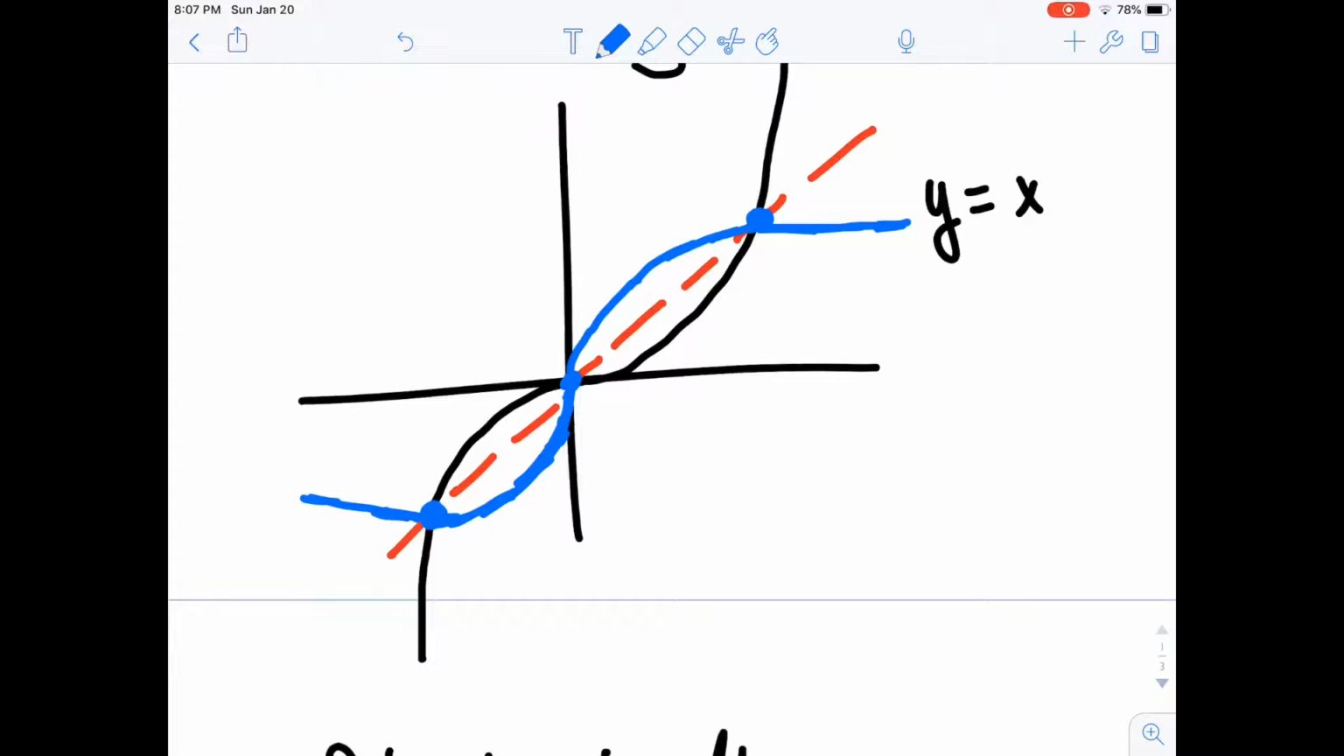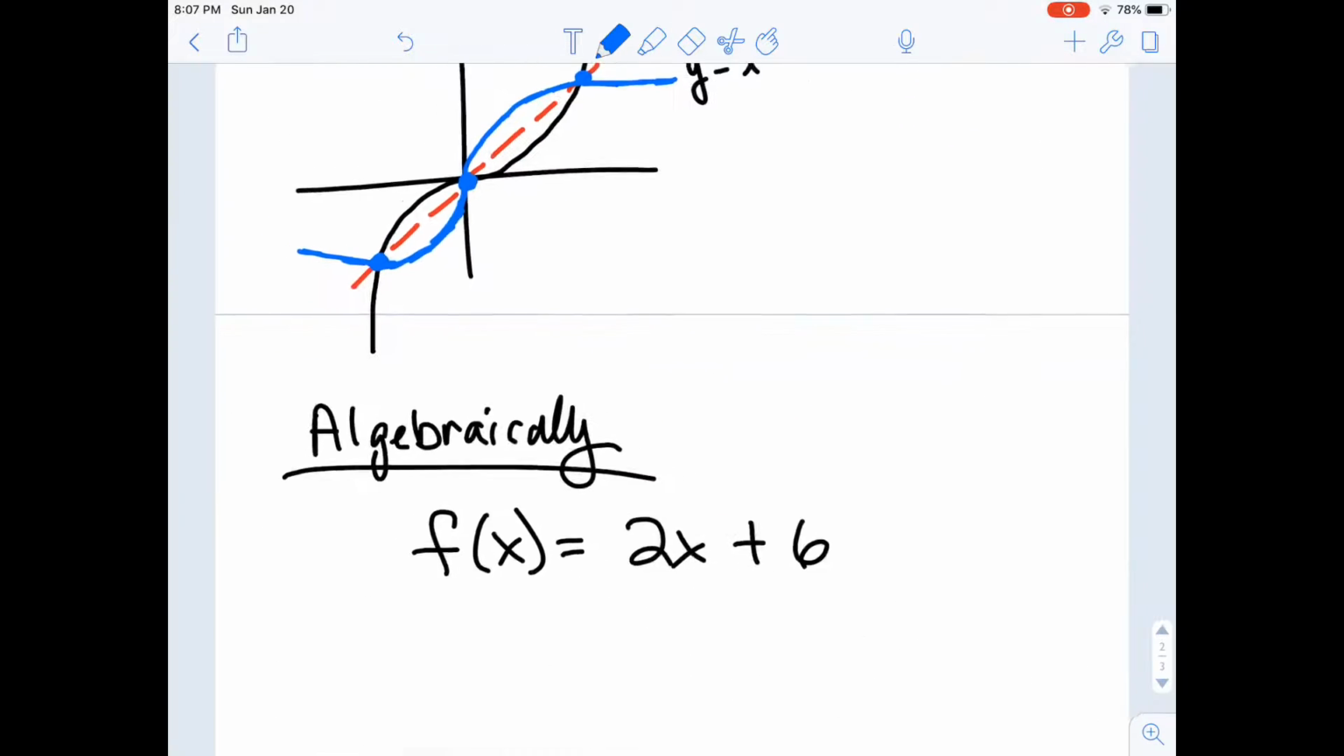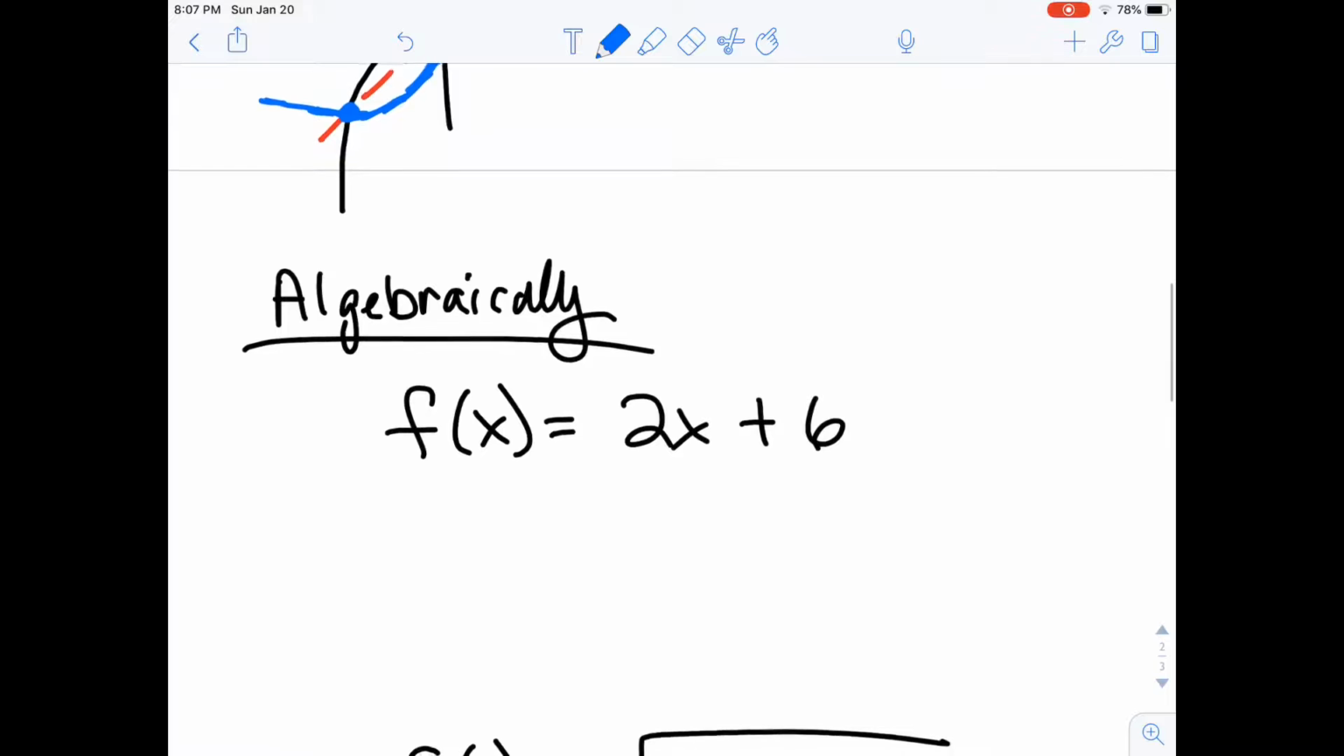You graph it, you roughly graph it, and then you reflect. You put your critical points where the graph that you're reflecting crosses your red line, your line of reflection, and then you just go in the opposite direction. Okay. Now, how do you do it algebraically?